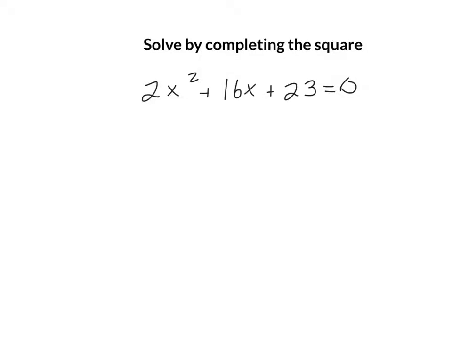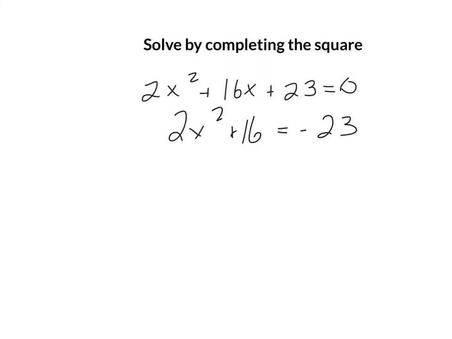Alright, let's solve by completing the square. Here I have 2x squared plus 16x plus 23 equals 0. When I'm completing the square, the first step I want to do is make sure that all my variables are on the left-hand side of my equation. So in order to do that, I'm going to have to subtract 23 from both sides. I'll be left with 2x squared plus 16x equals negative 23.